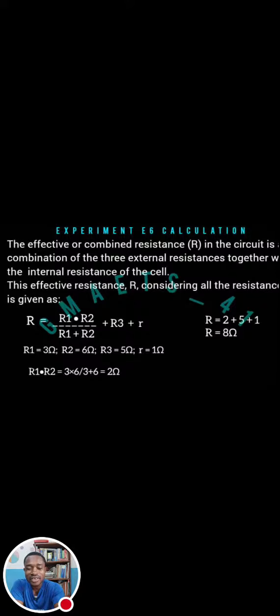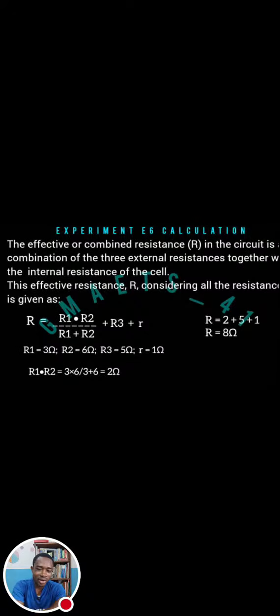So the effective resistance in that circuit in question number 3 in your manual, which I have tagged question 1 here. Are you getting me right? The effective resistance in that circuit is 8 ohms. So this is the calculation you are meant to take down, exactly as you have it there.